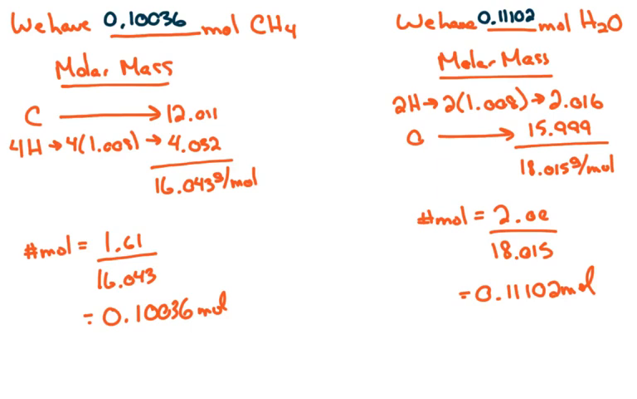So now at this point, we need to make an assumption that one or the other of these is the limiting reagent. And as always, it doesn't matter. I'm going to pick methane just because it came first. So if we assume that methane is the limiting reagent, we can determine how much water we would need to use up all of the methane. Simple mole ratio calculation. So we have 0.10036 moles of methane.